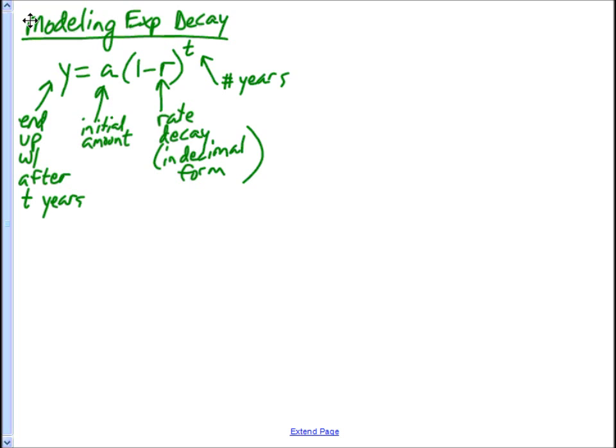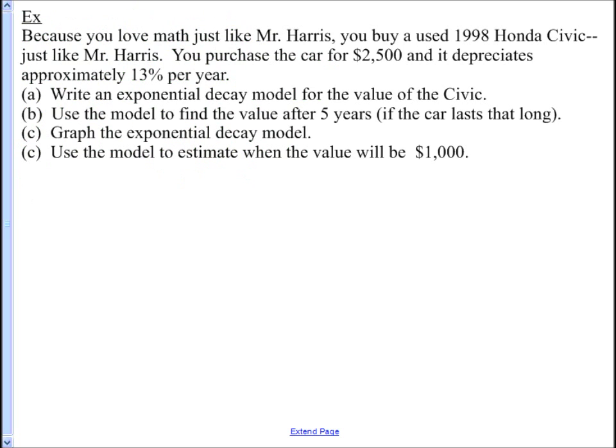I got you an example. Let's take a look here. All right, so here's a great one. Because you love math just like me, you're going to buy a used 1998 Honda Civic just like me. So imagine that you purchase this car for 2,500 bucks and it depreciates approximately 13% per year. And I think the car average is about 15% per year, so somewhere in that ballpark. Kind of interesting. Automobiles are definitely not a great investment, right? They're just a nice instrument to use.